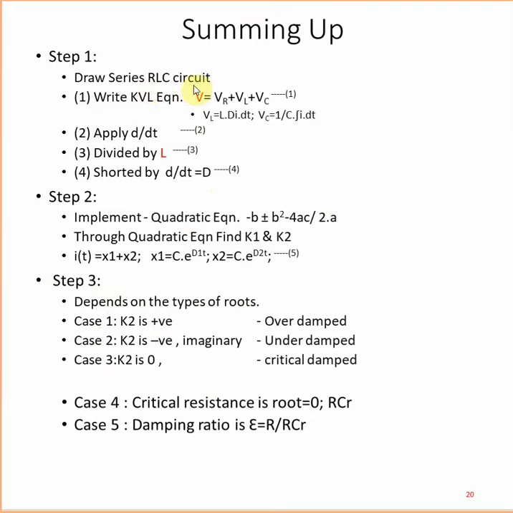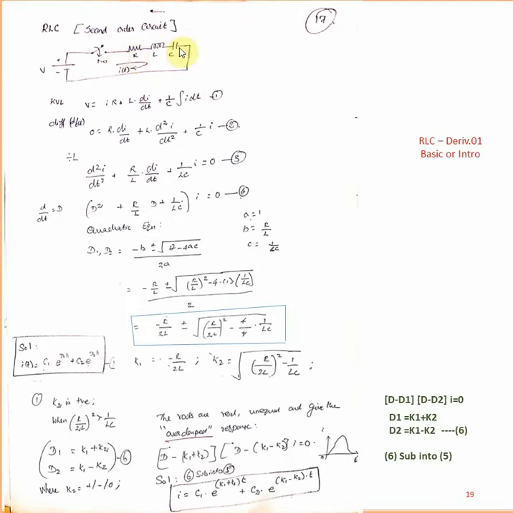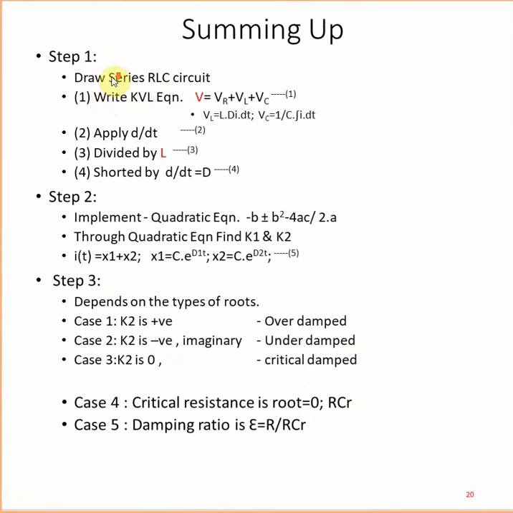How to draw the series RLC? You draw the R, L and C connected in series. This is the method. Then first, write the KVL equation. What is the KVL equation? Voltage rise is equal to voltage drop. The supplier, the teacher, is equal to the students: the teacher is delivering the content, the student is observing the content. So voltage rise is equal to the voltage drop.